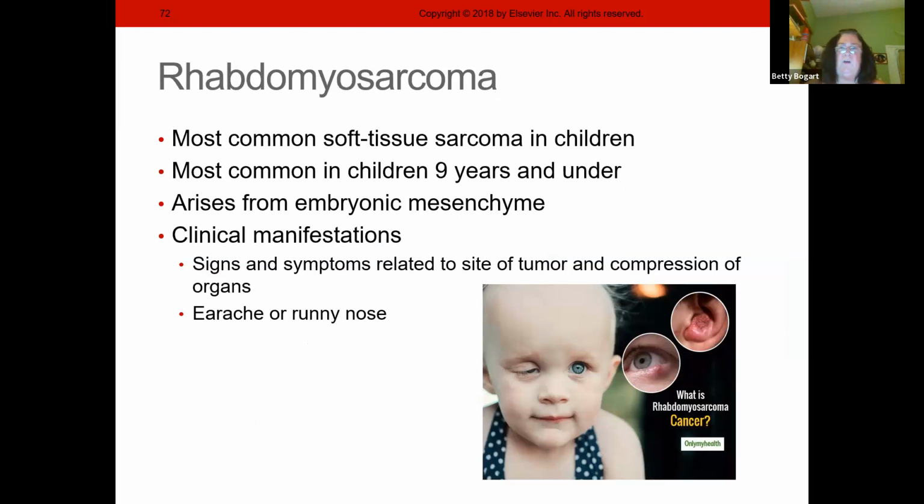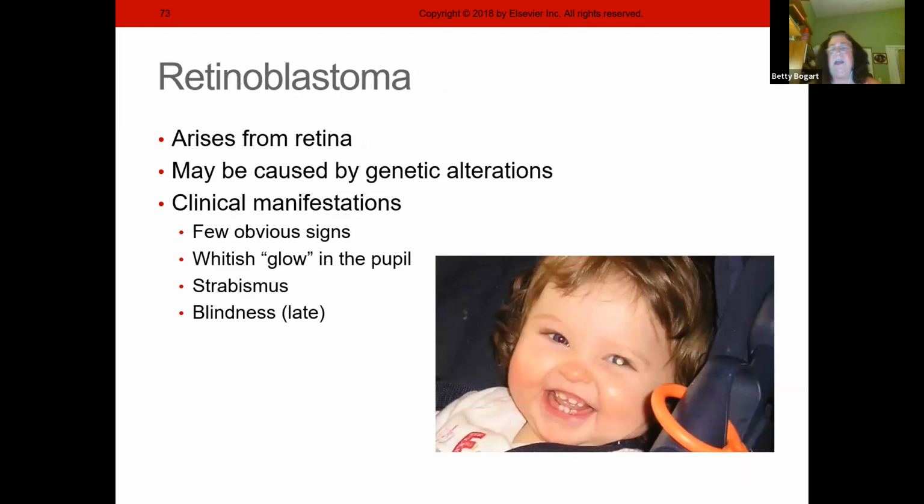Rhabdomyosarcoma, these are soft tissue tumors. They can go in the eye, the nose, the gums, the ears. Again, these are things that are going to have to be removed.